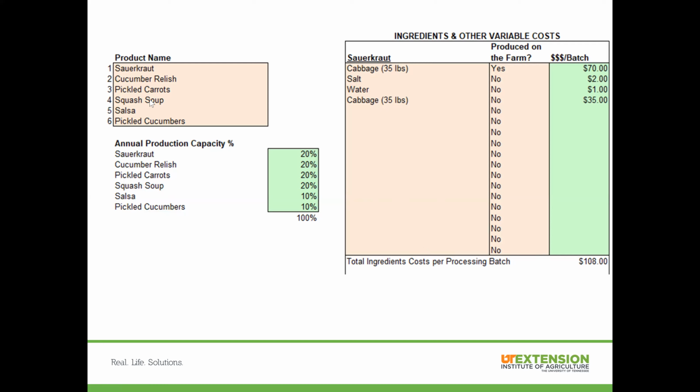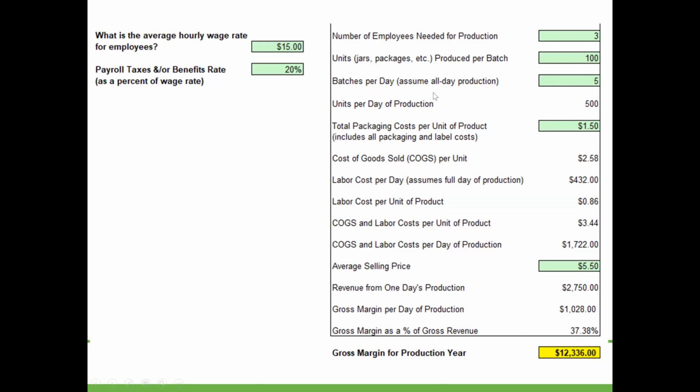Now, we can do this for each item that we're going to make, and we would want to do that. We would have our cucumber relish. We do the same thing for that. We put in numbers for the cost of each ingredient: the carrots, the soup, the salsa, and the pickled cucumbers. So we're going to fast forward here and look at this, we want to plug in some other costs.